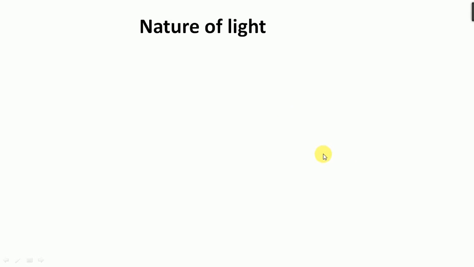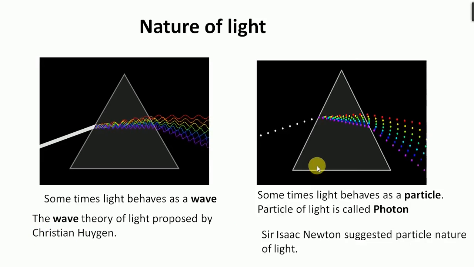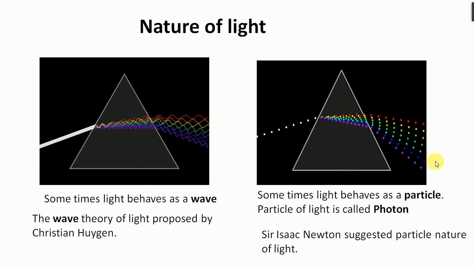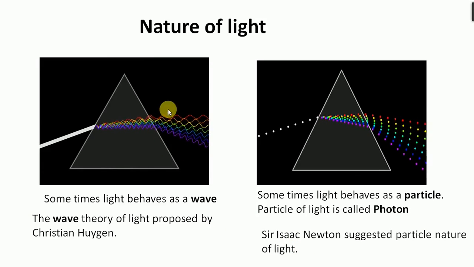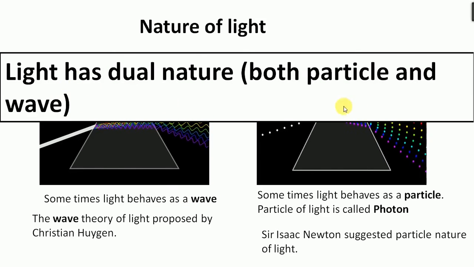Nature of light. Light has two natures. Previously we said that light is a form of electromagnetic wave. Here you can see light moves in the form of a wave, and this wave theory of light was proposed by Christian Huygens. Light also sometimes acts as a particle. Here you can see them moving in the form of particles, and this particle of light is called a photon. The idea of the particle nature of light was proposed by Sir Isaac Newton. So sometimes light acts as a wave and sometimes as a particle. So we can say light has both particle and wave nature, that is dual nature.